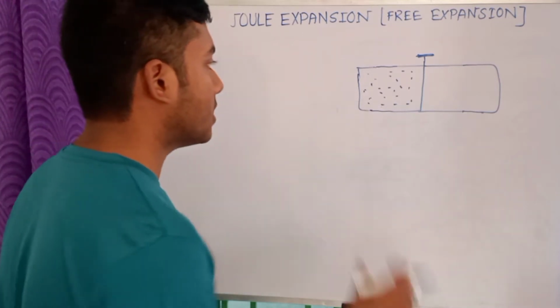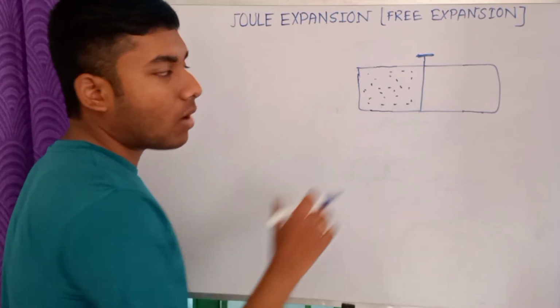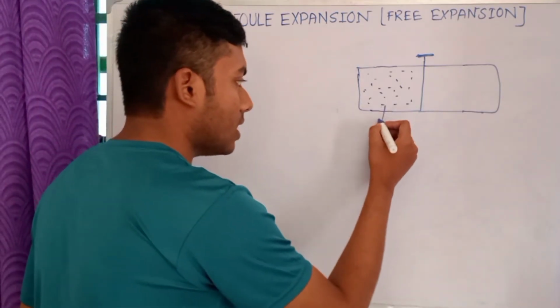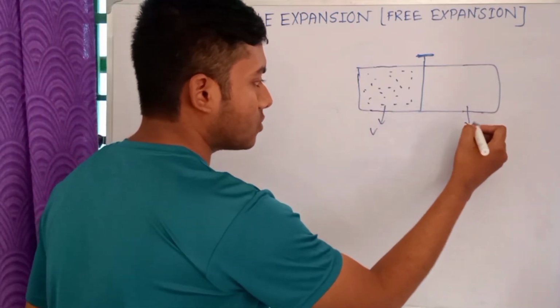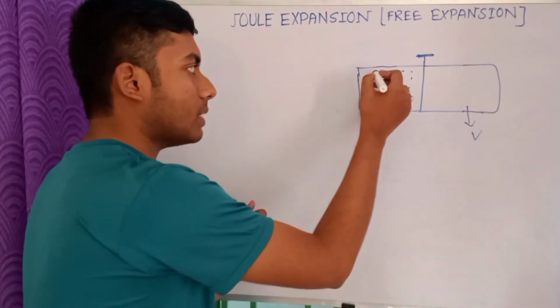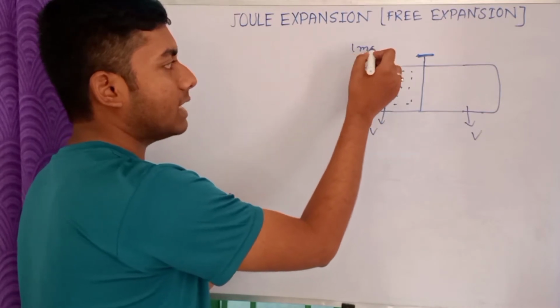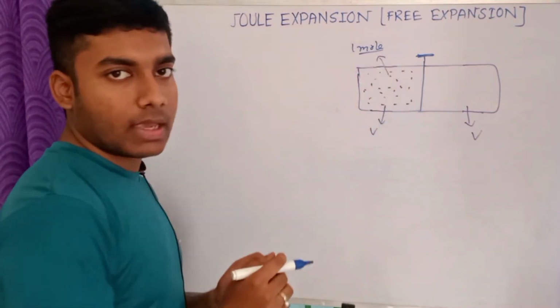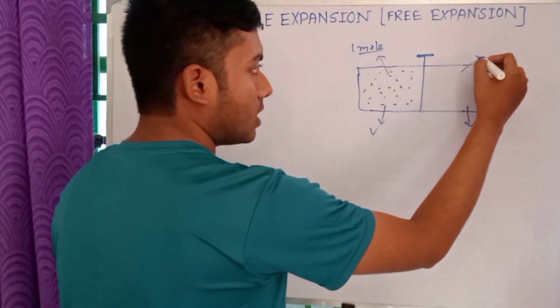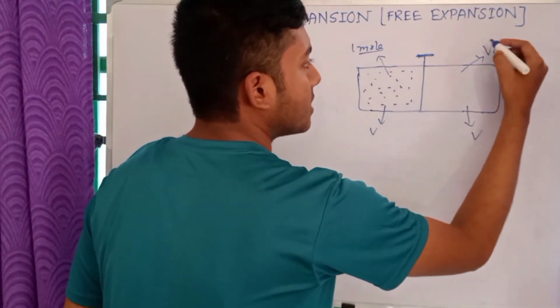So you can see that here are two compartments of the same volume. Suppose the volume of these two compartments is the same, and that is V. And the first compartment is filled with 1 mole of ideal gas, suppose. And this second compartment is totally evacuated or totally empty, that is, this is vacuum.